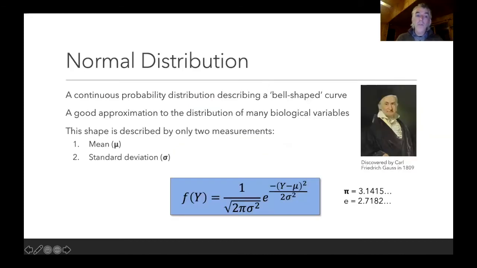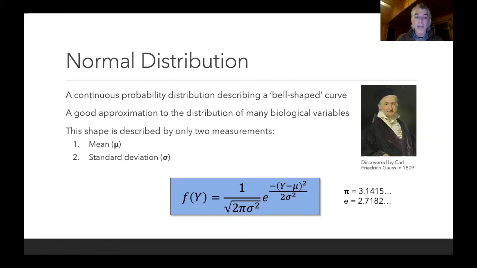The normal distribution is a continuous probability distribution describing this bell-shaped curve. And it's a really important distribution in statistics because it's a good approximation to the distribution of many biological variables. The other really interesting thing about this distribution is it's described by only two variables, the mean and the standard deviation of the population.